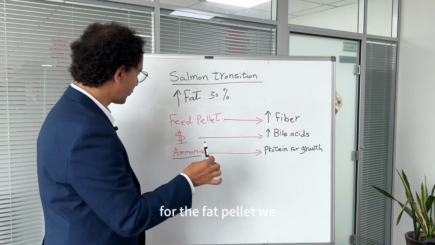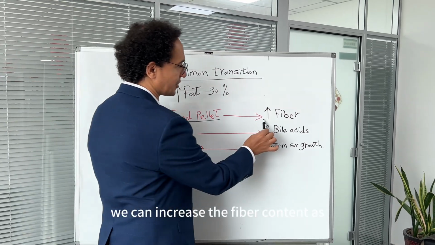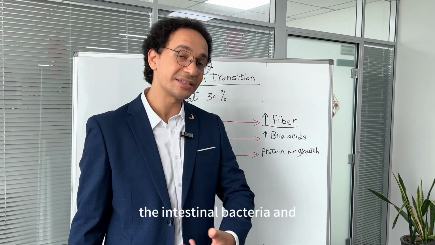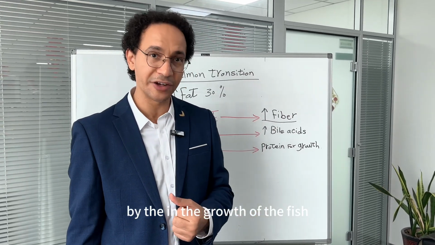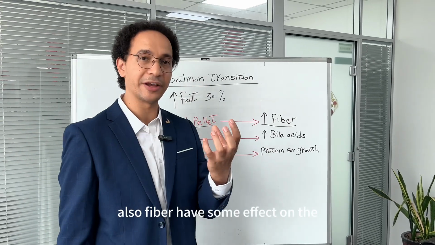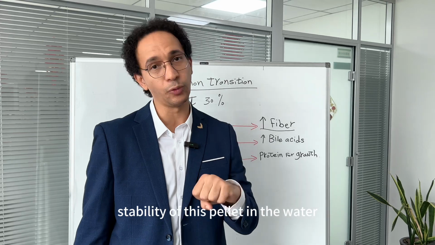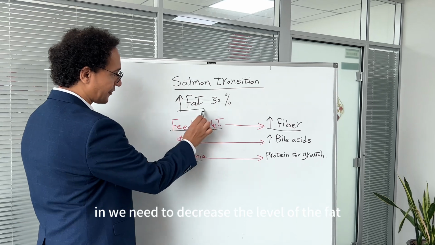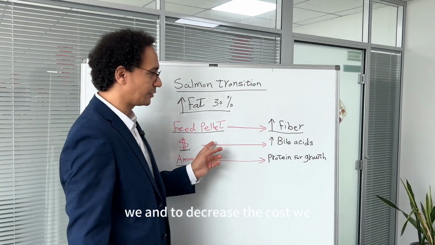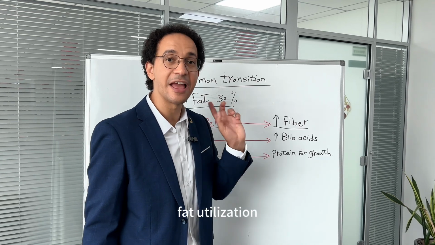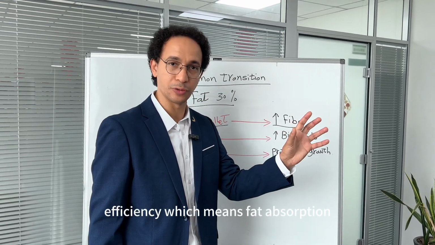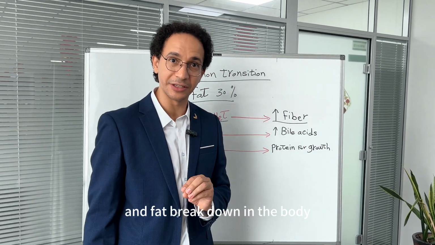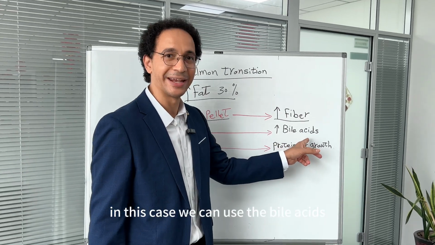To solve this problem, for the fat pellet, we can increase the fiber content, as fiber already has a good effect on health and the intestinal bacteria, and ultimately on the growth of the fish. Also, fiber has some effect on the stability of the pellet in the water. Another issue is the cost. If we need to decrease the level of fat to decrease the cost, we need to increase the fat utilization efficiency, which means fat digestion, absorption, and breakdown in the body. In this case, we can use bile acids.